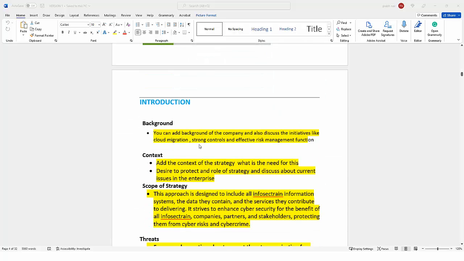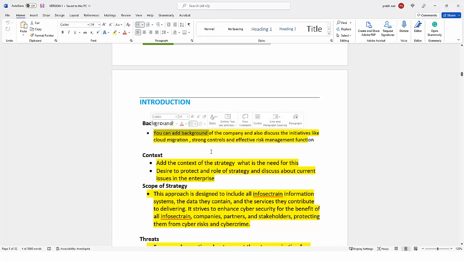Then I'm giving a background. You can add the background of the company and discuss the initiatives, like what are the things for which we are building a security strategy. Like we have a cloud migration or HRMS system. We are migrating the service on the cloud. We're building SaaS solutions. So we're giving a background here. It is very important to give the high level information about the background.